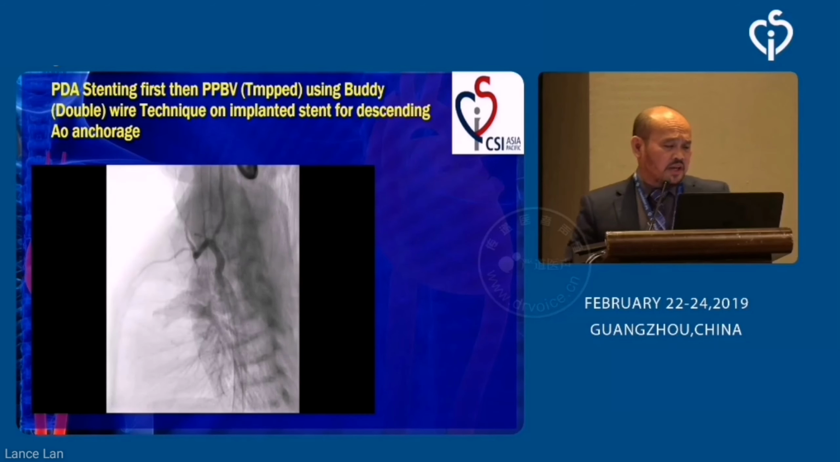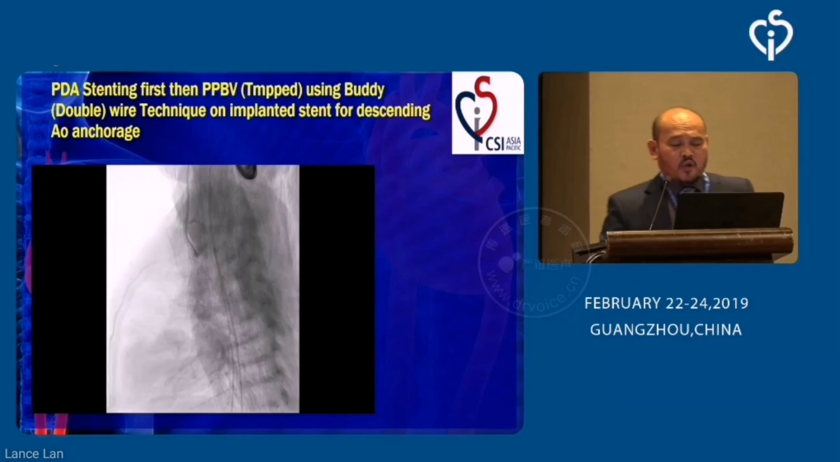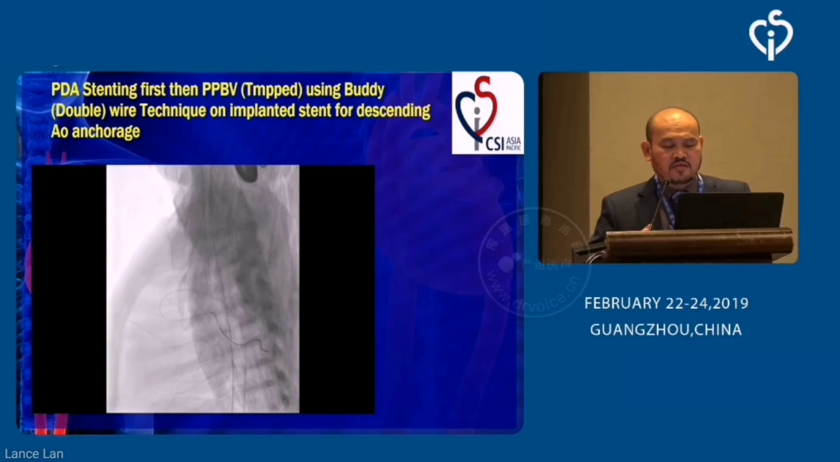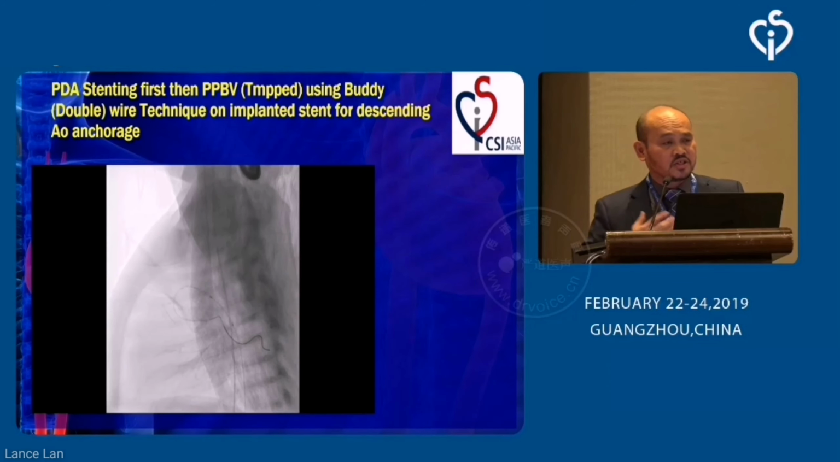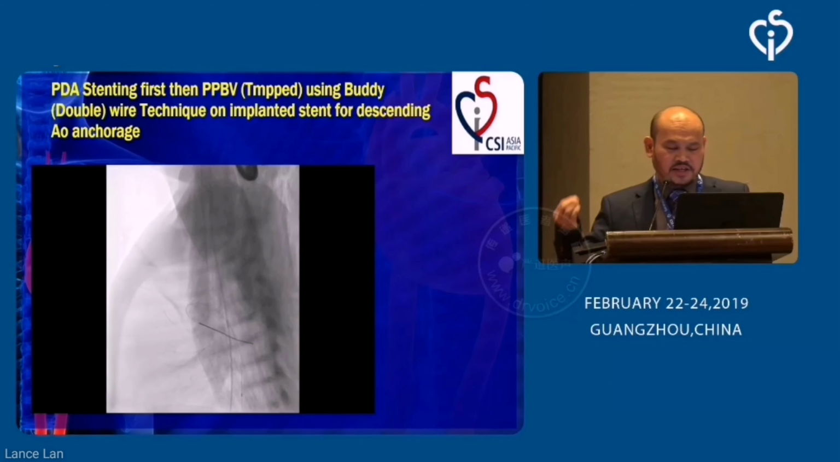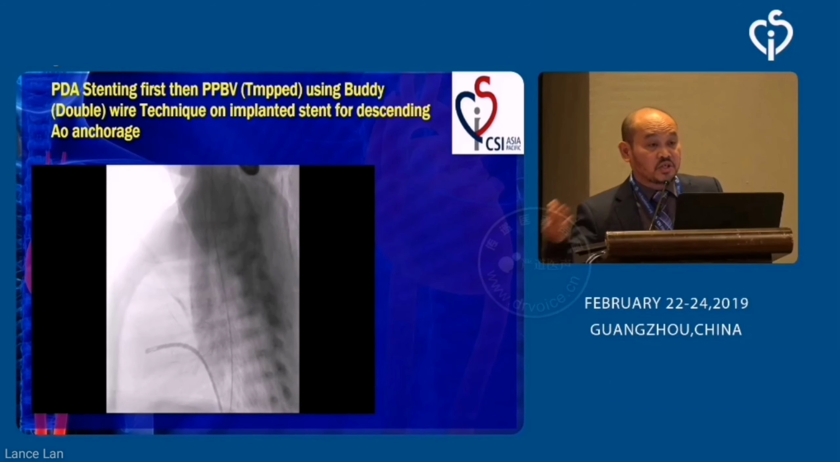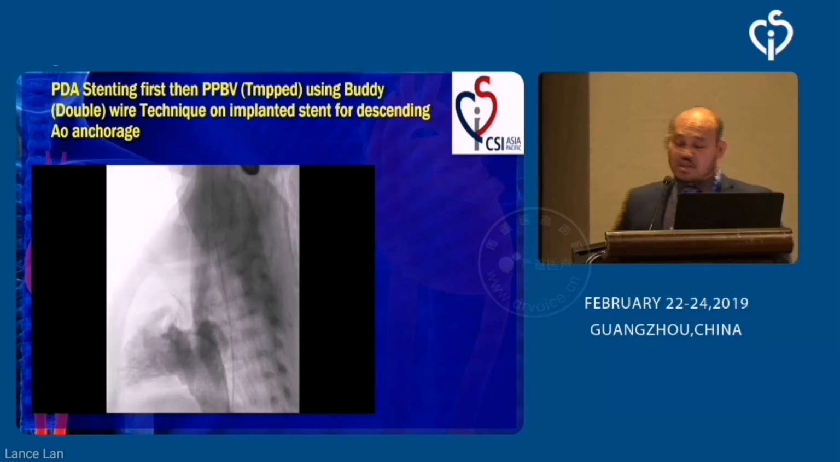This is another difficult case. We have a PDA, good access from the femoral arterial side, but during the procedure and during the angiogram, the saturation went down to as low as 20 to 40. So we prioritize. We do the stent first. Although we know that the RV side has good morphology, tripartite RV with good RV body, inlet and outlet, we prioritize the stenting because the saturation is going down as low as the 20s.